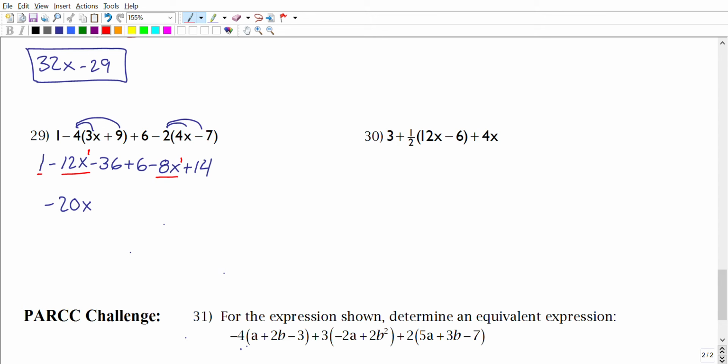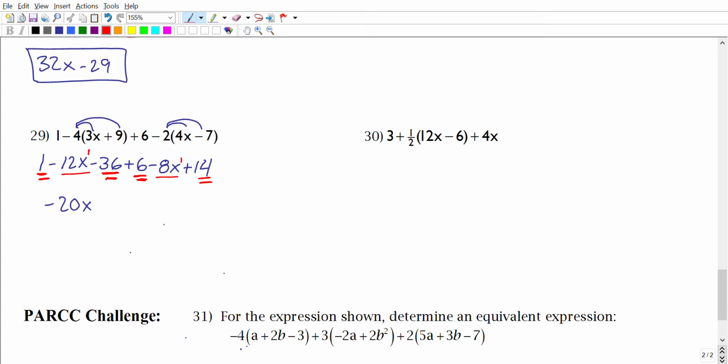Next set that I see is this 1, -36, 6, and 14. And let me actually put two lines underneath all the constants so I know which ones to combine.